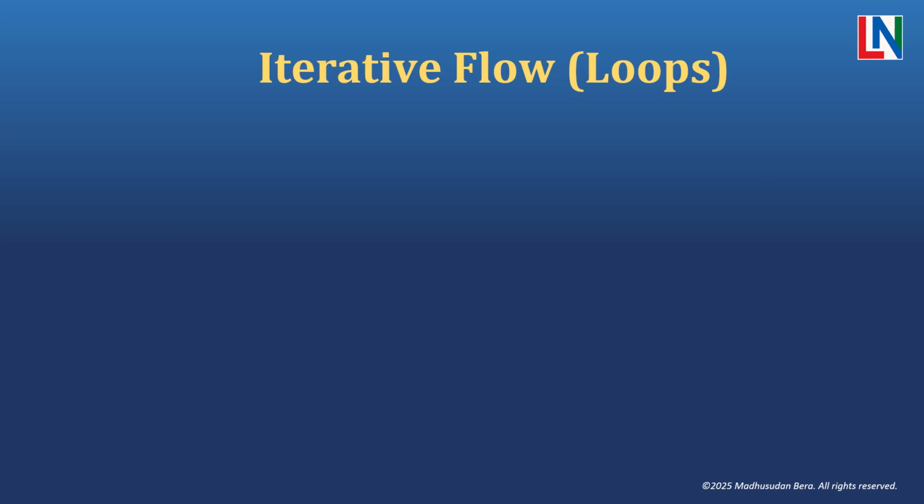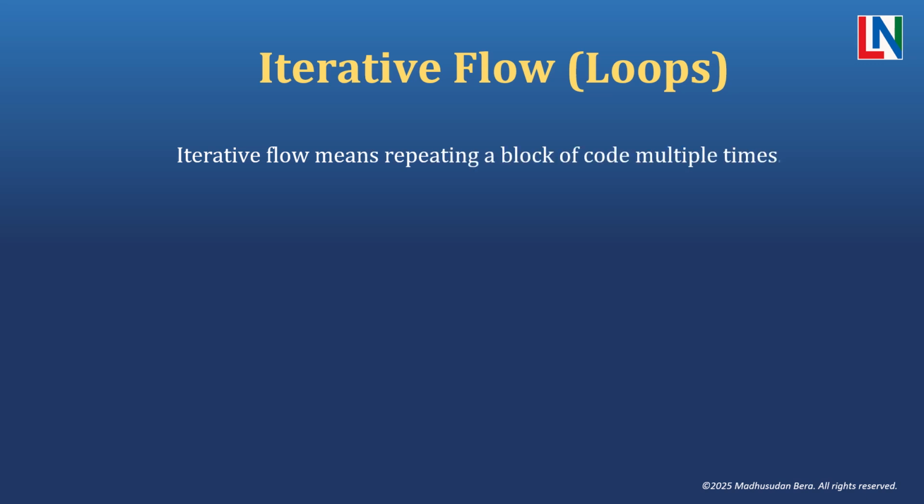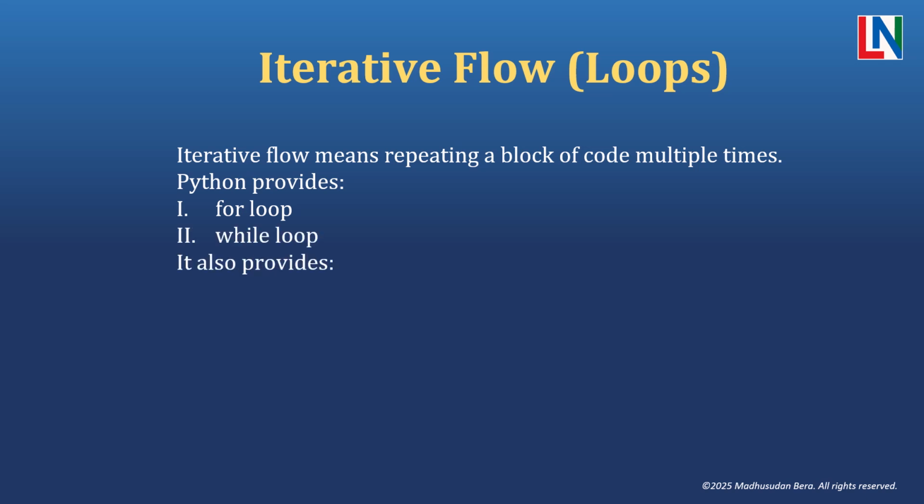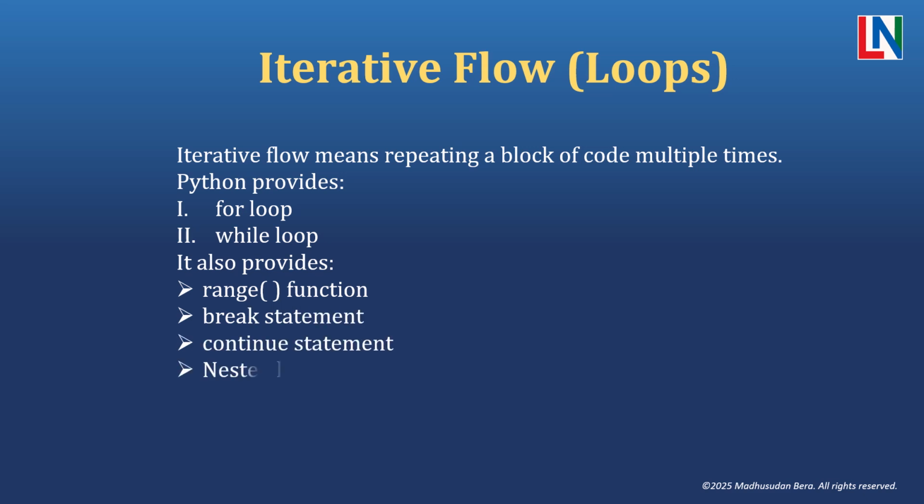Iterative flow or loops. Iterative flow means repeating a block of code multiple times. Python provides two types of iterative flow. Number one, for loop. Number two, while loop. It also provides range function, break statement, continue statement, and nested loops.